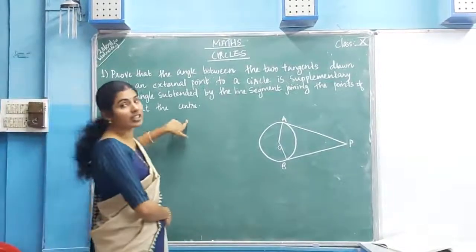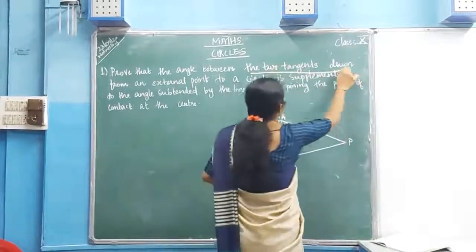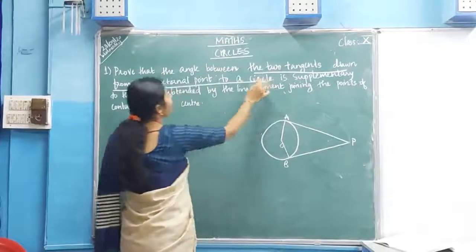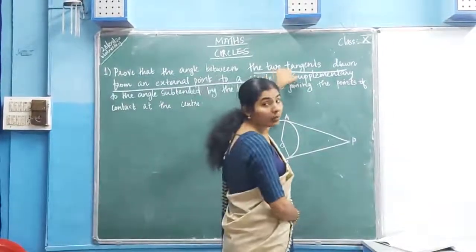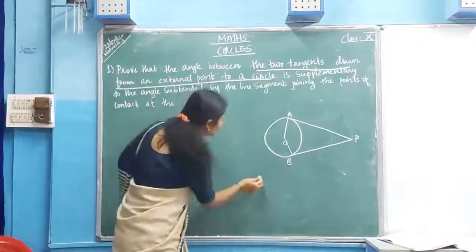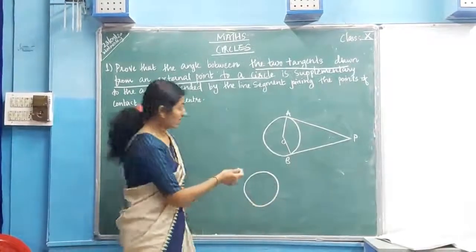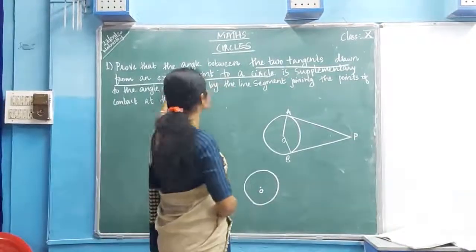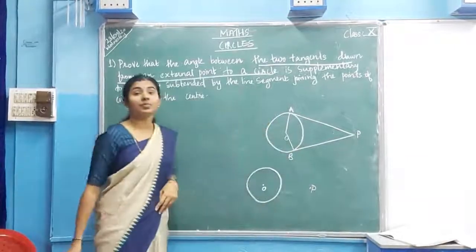Can you understand anything? So first of all, what you should do? Read this one. Tangents drawn from an external point to a circle. That you know. What is tangents drawn from an external point to a circle? First of all, you should draw one circle. Take its center O. And they are saying about one external point. So take one point outside this circle.